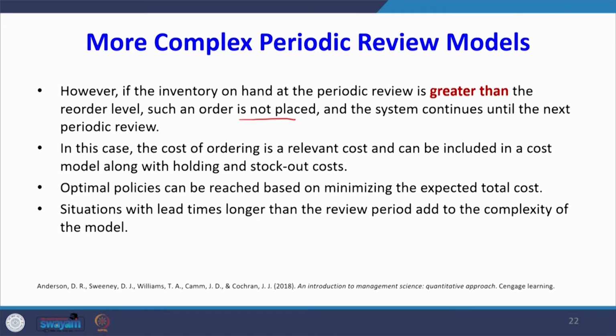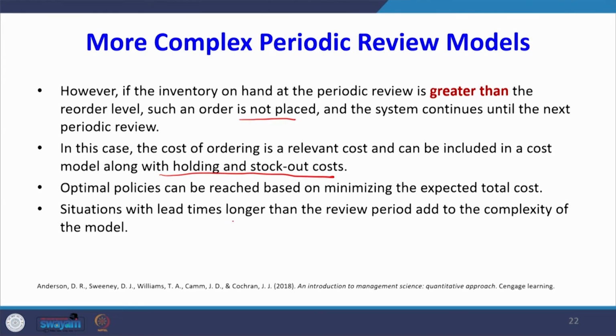In this case, the cost of ordering is a relevant cost and can be included in a cost model along with holding and stock out cost. So, in this situation, because we are ordering only on the next period, we can consider the ordering cost along with holding and stock out cost. So, optimal policies can be reached based on minimizing the expected total cost.